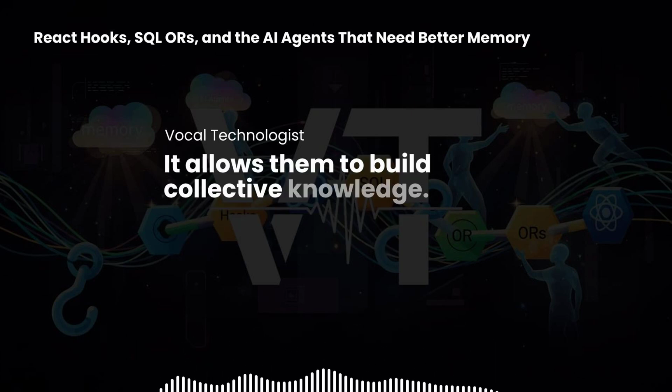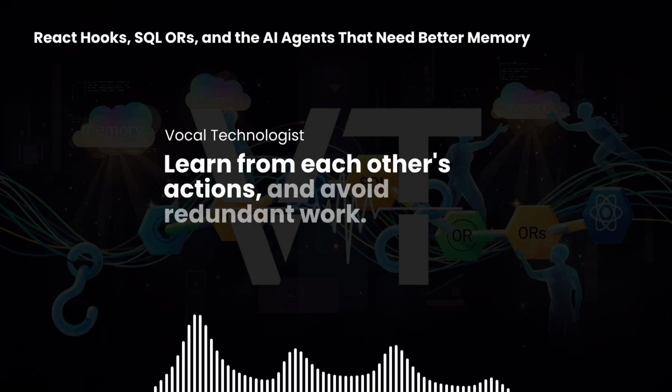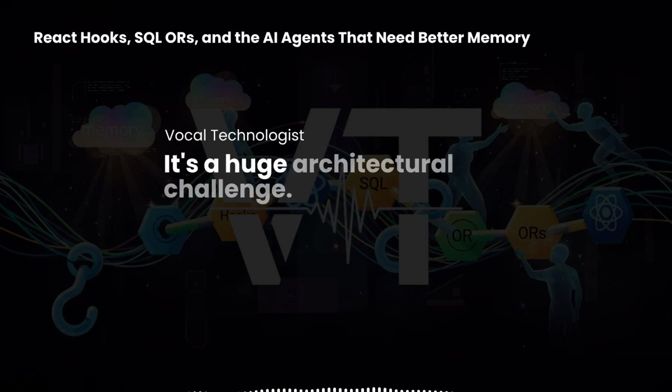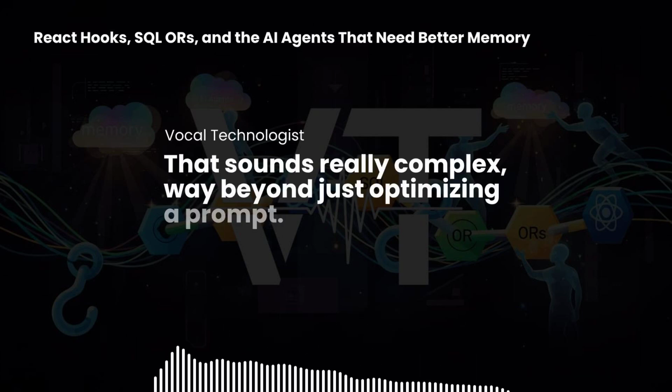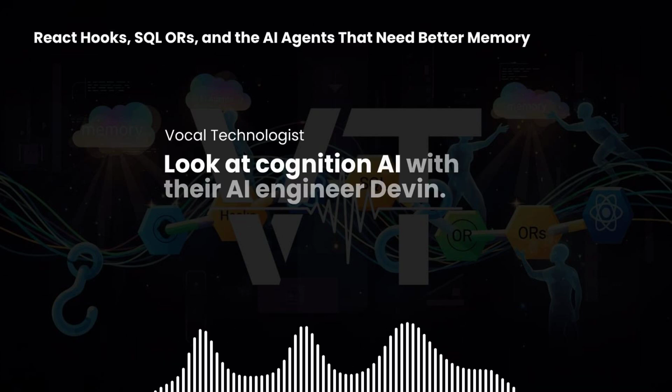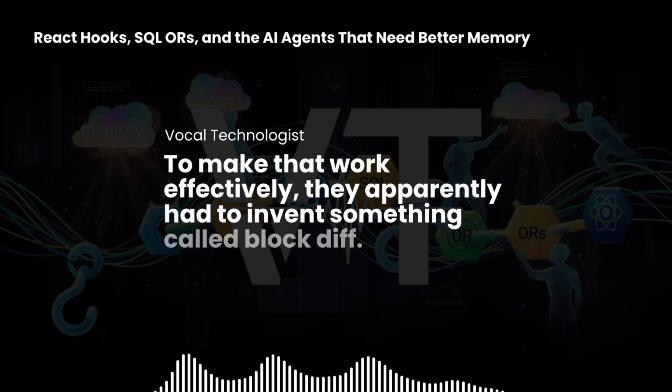It allows them to build collective knowledge, track progress towards a common goal, learn from each other's actions, and avoid redundant work. It's a huge architectural challenge. That sounds really complex, way beyond just optimizing a prompt. Oh, it is. Look at Cognition AI with their AI engineer, Devin. To make that work effectively, they apparently had to invent something called block diff.